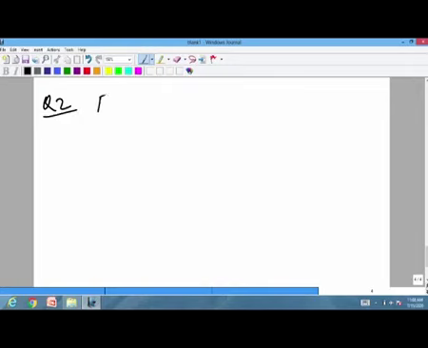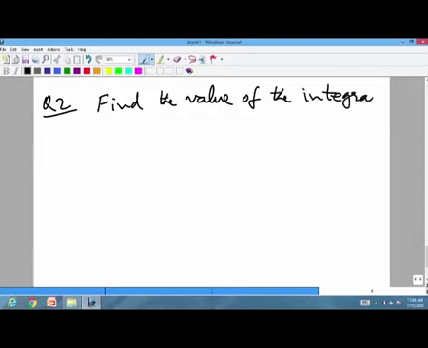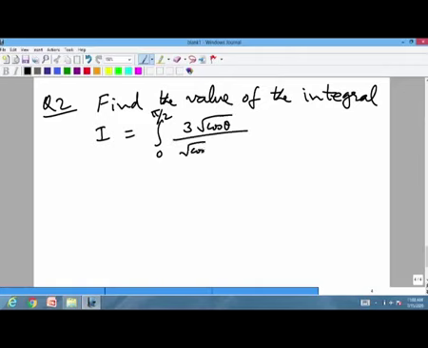So, question number 2 says find the value of the integral I is equal to integral from 0 to pi by 2 of 3 times square root of cos theta divided by square root of cos theta plus square root of sin theta, whole raised to power 5, d theta.